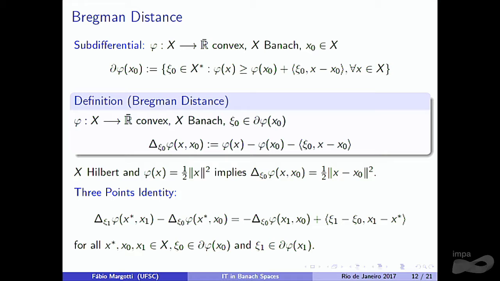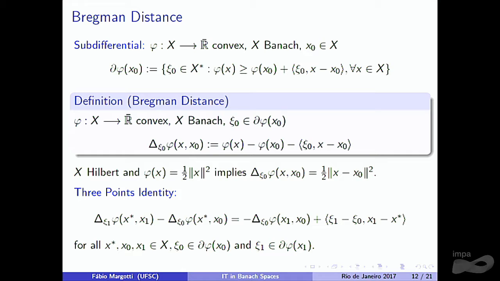This part here represents a hyperplane, and this part is phi at x. This means that the graph of phi stays above this hyperplane here. This is the idea of the subdifferential. It's a kind of generalization of derivative.